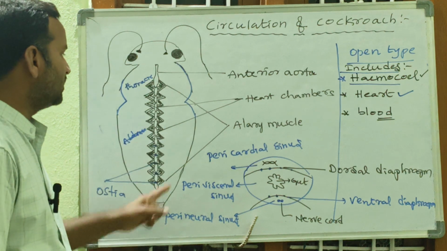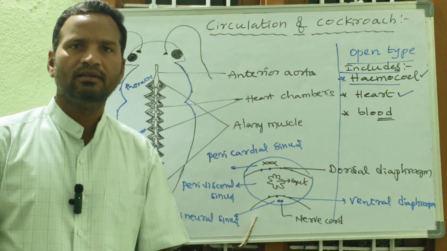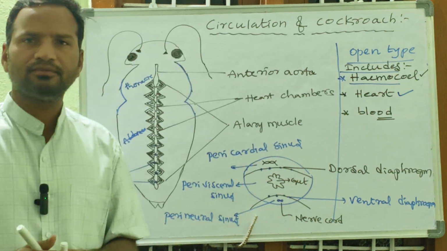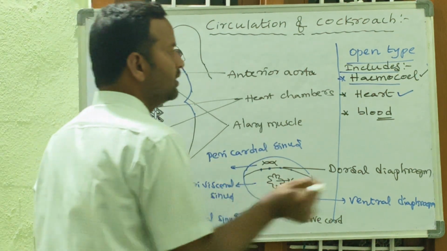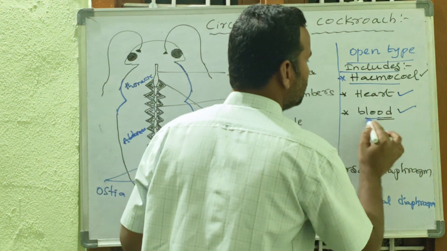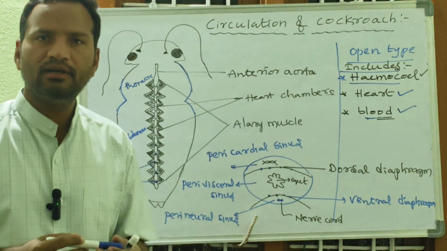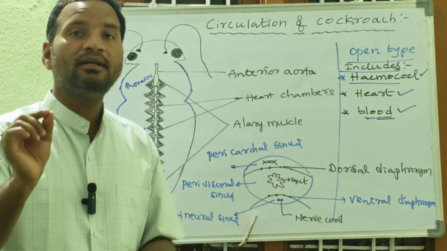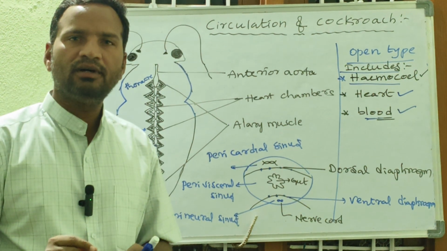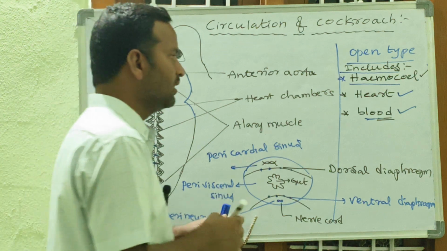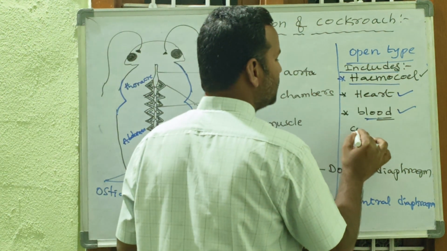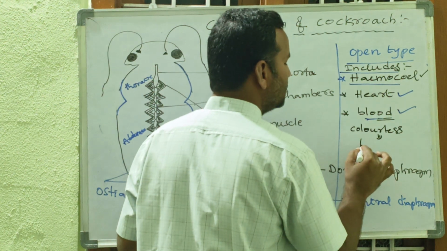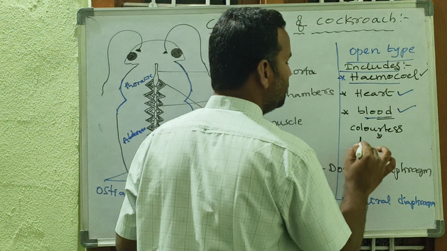This is about the heart. Got it? The heart is also completed. The next one, the blood. Now let us discuss the blood. I think we know very well about the blood also. The blood of the cockroach is colorless. That's why it is called hemolymph.